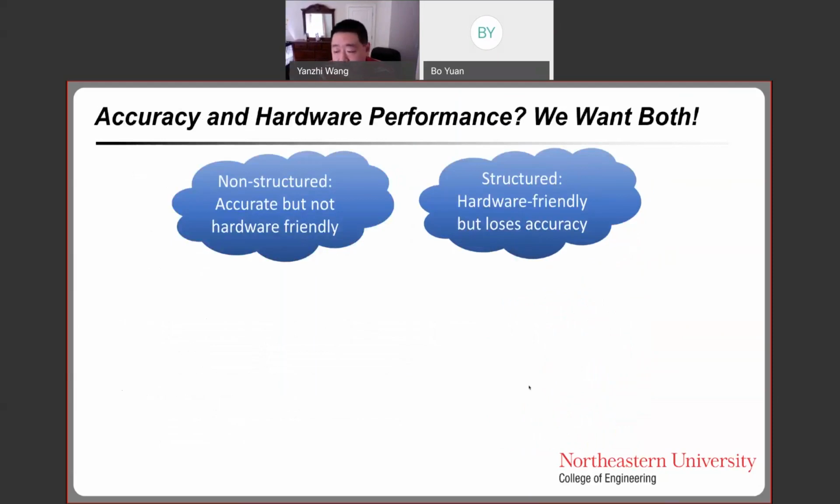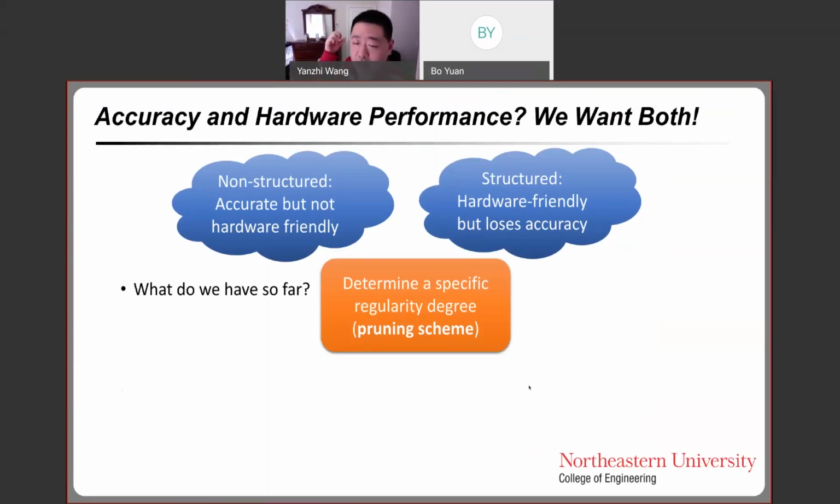So we see that the current work on non-structured and structured pruning are two extremes. Non-structured, people believe to be accurate but not hardware friendly, while structured, people think is hardware friendly but clearly loses accuracy. There should be something missing here, something that can make full use of the hardware acceleration or hardware parallelism, but is also accurate. This missing point is to determine a specific regularization degree, which is the pruning scheme.